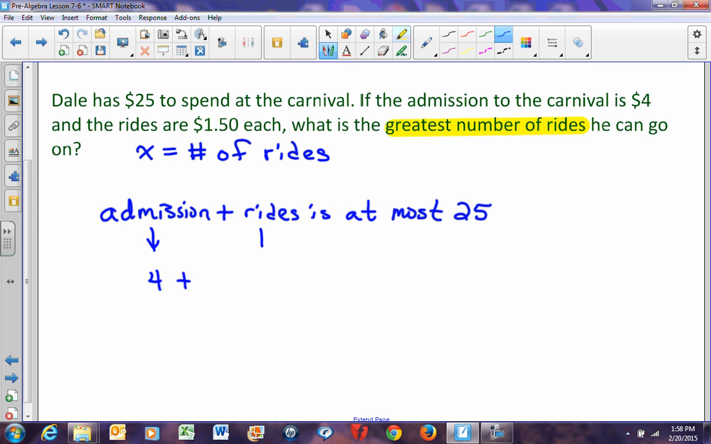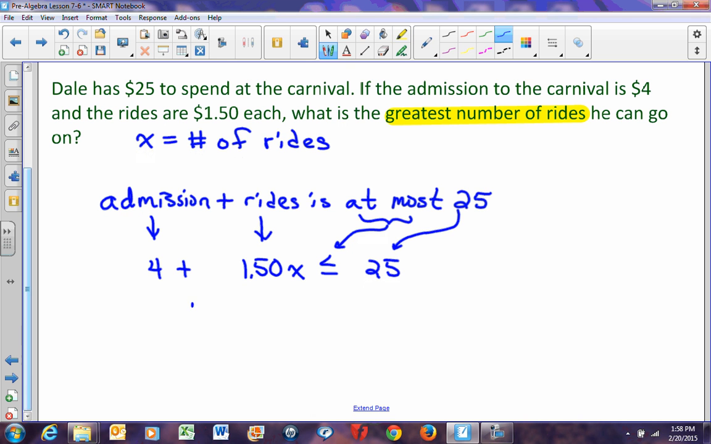Okay, so cost of admission, that's $4. Plus the cost of the rides. The rides are $1.50 each. We don't know how many rides we're going to ride, so we take $1.50 times each ride that we ride. At most means, if you remember, less than or equal to. And 25 means 25. So our inequality is 4 plus 1.50x is less than or equal to 25. If you'd like to rewrite that so it's a little neater, you can do that. 4 plus 1.50x is less than or equal to 25.